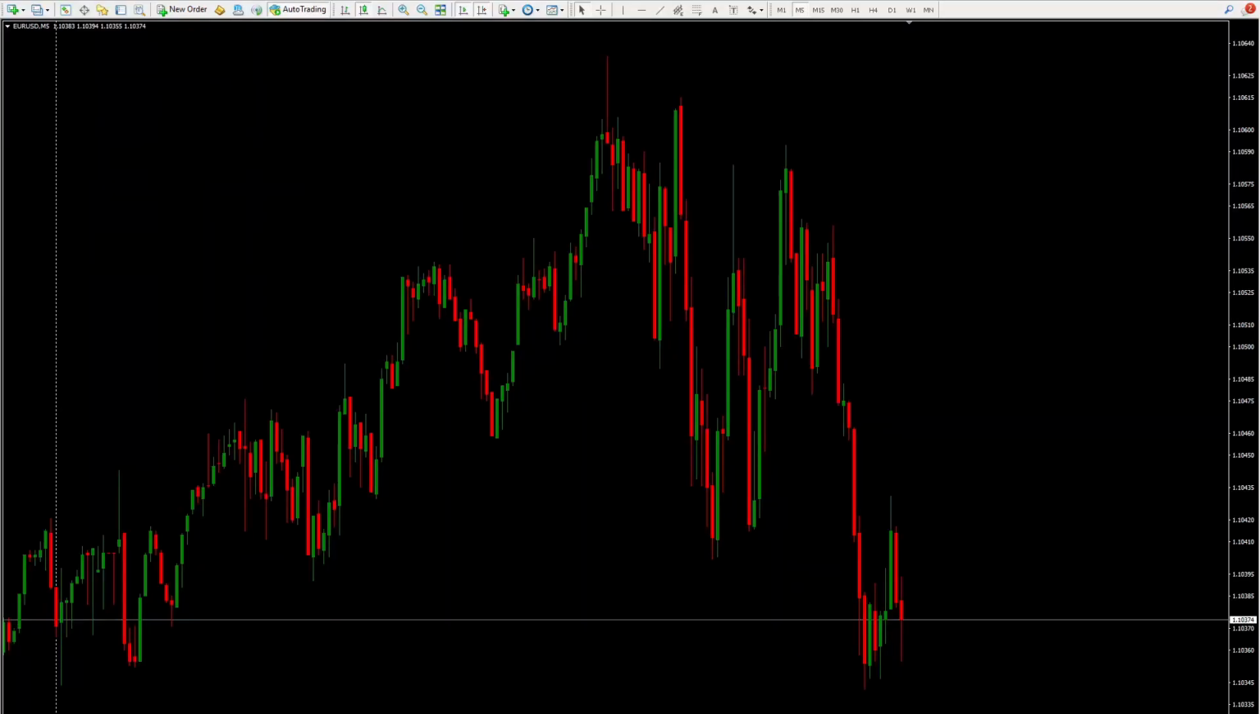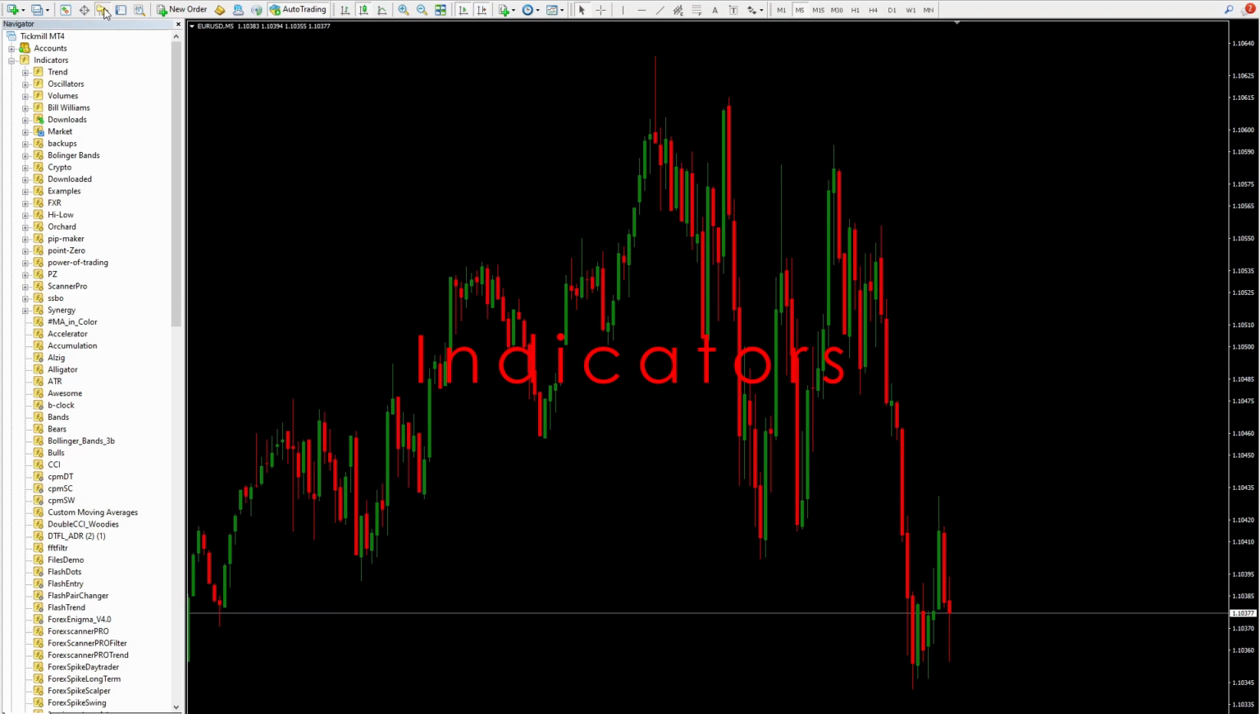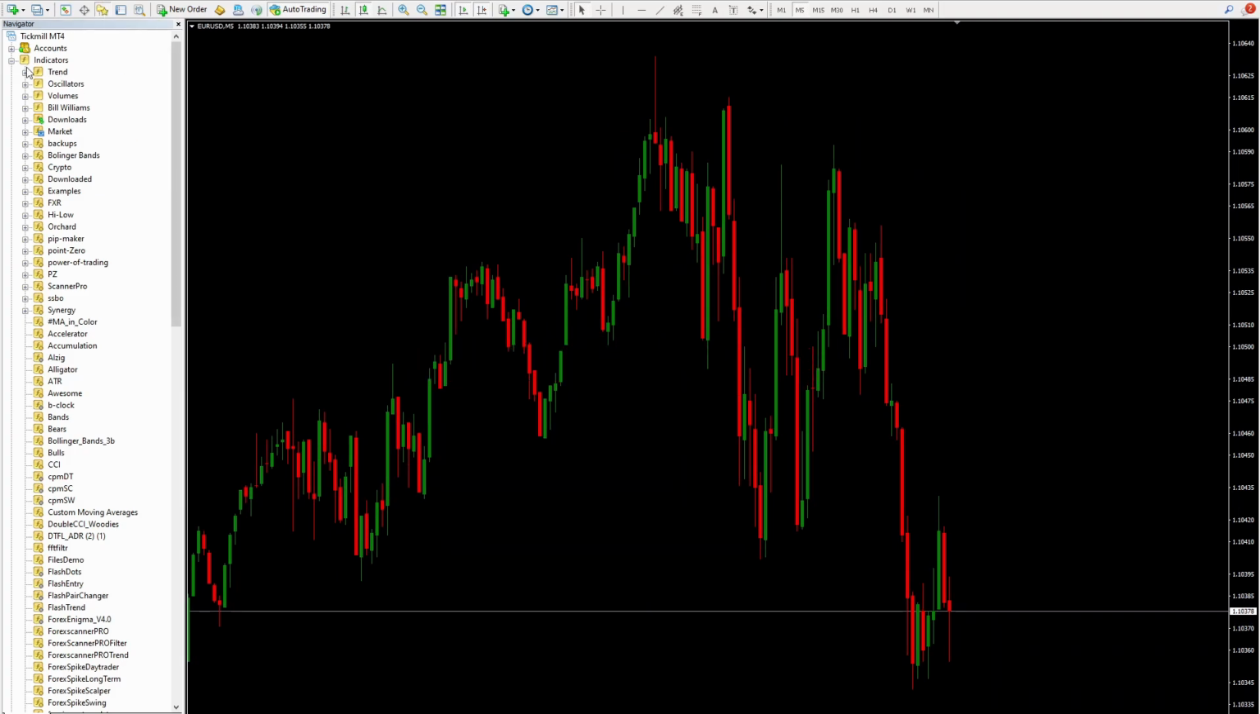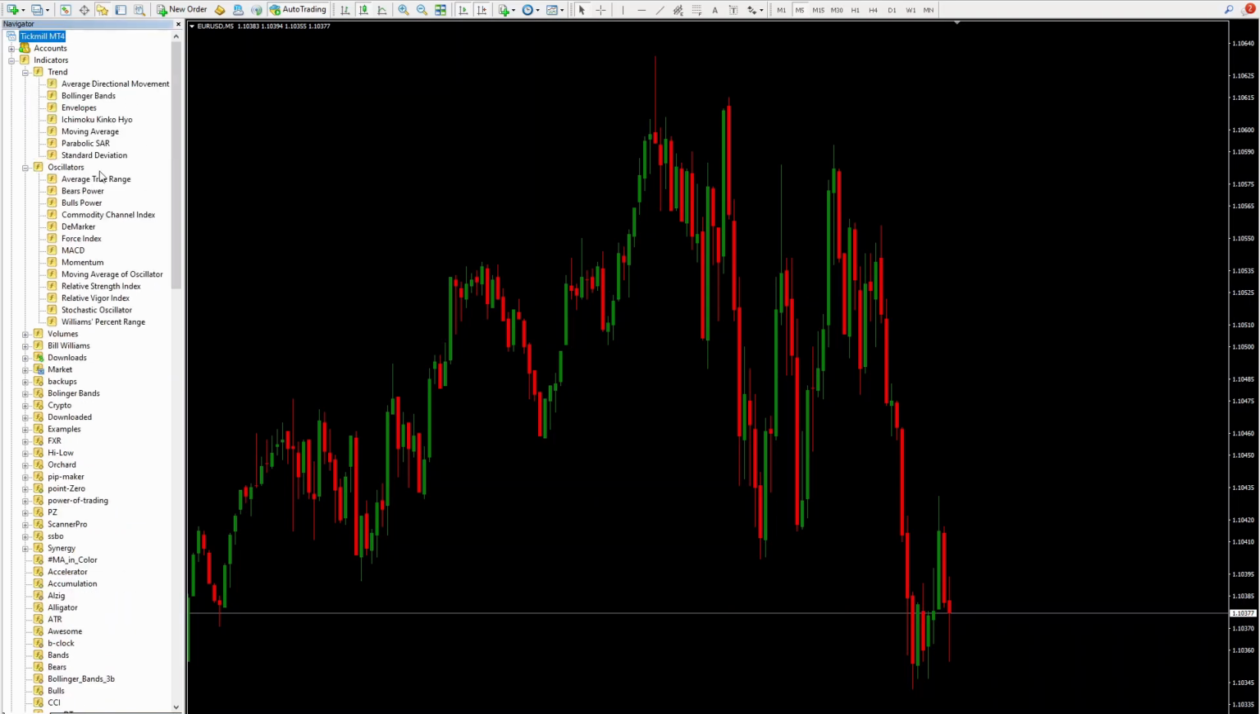First off, what are indicators? In MetaTrader 4, indicators are tools that help traders analyze market conditions and make better trading decisions. There are three main types of indicators: trend, oscillator, and volume.